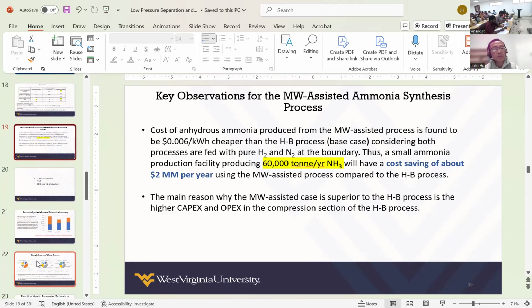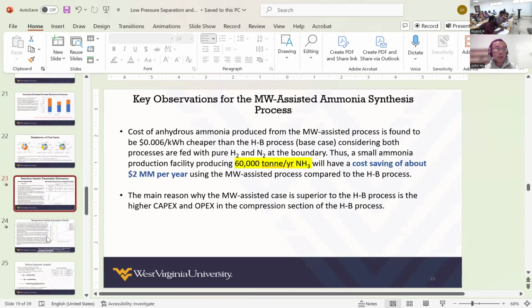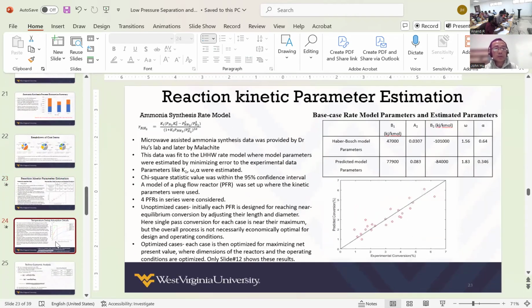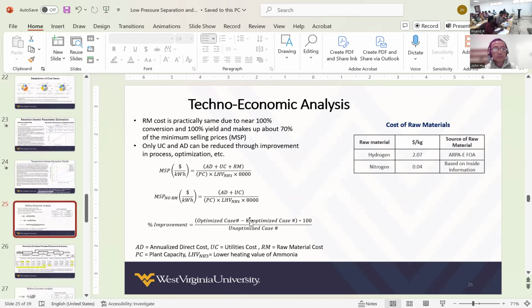Yes, sir. It's called minimum selling price. Since you asked a question, I'm going to skip several slides and we'll come back. Very good question, but you are asking too early. It's called MSP.